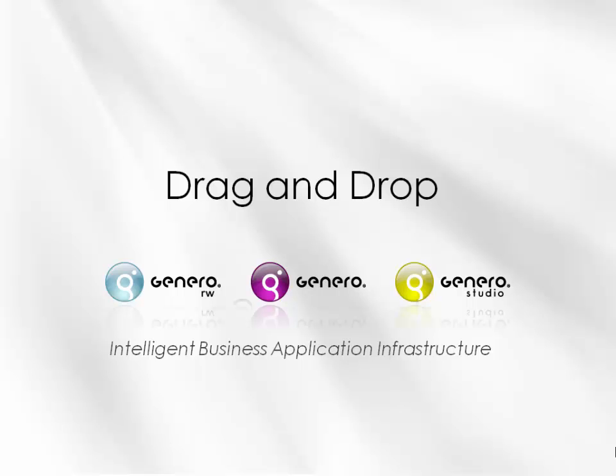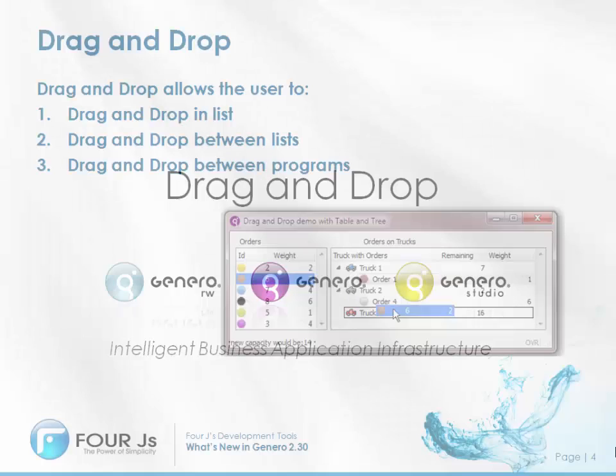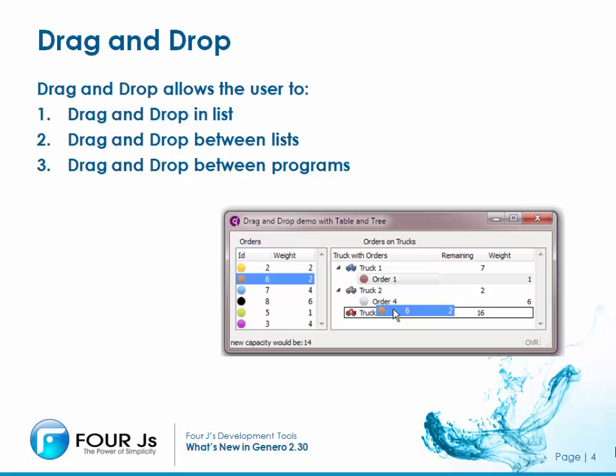Let's begin with drag and drop. Drag and drop allows the user to select an item or items from one list and drag them with the mouse to another place in the list or to a different list. The different list or drop location might be a Genero list or a different type of program that also supports the drop, for example, a mail tool or an Excel worksheet. Let's take a look at how this general drag and drop application works within a Genero program.